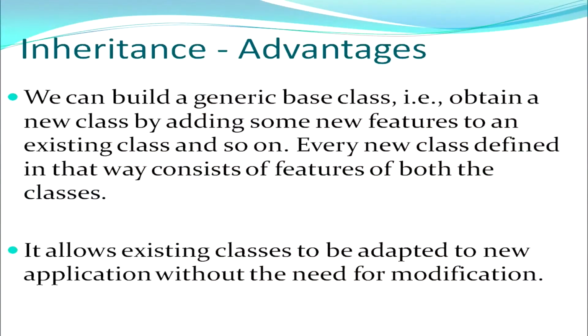Every new class defined in that way consists of features of both the classes, meaning a derived class will contain features of the base class, which will be common to all derived classes, as well as features of its own class, which will be unique to it. It allows existing classes to be adapted to new applications without the need for modification. So, I am not coding for the same properties again and again. I have coded once, and those properties can be inherited and used by multiple classes which are derived from the base classes.